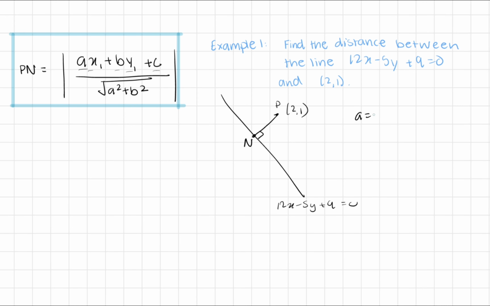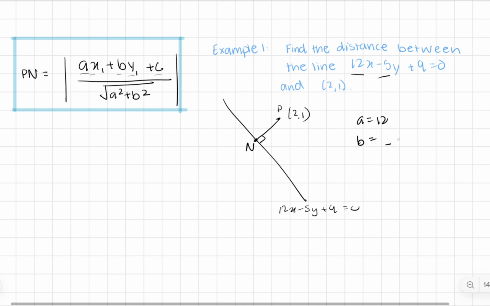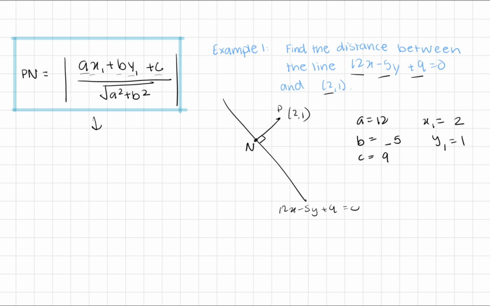A, we know, is 12 from over here. B, we see, is negative 5. C, we see, is 9. x1 is the x coordinate, which is 2. y1 is the y coordinate, which is 1. Now we have A, B, C, x1, and y1. Now we are all set to put it into this formula.